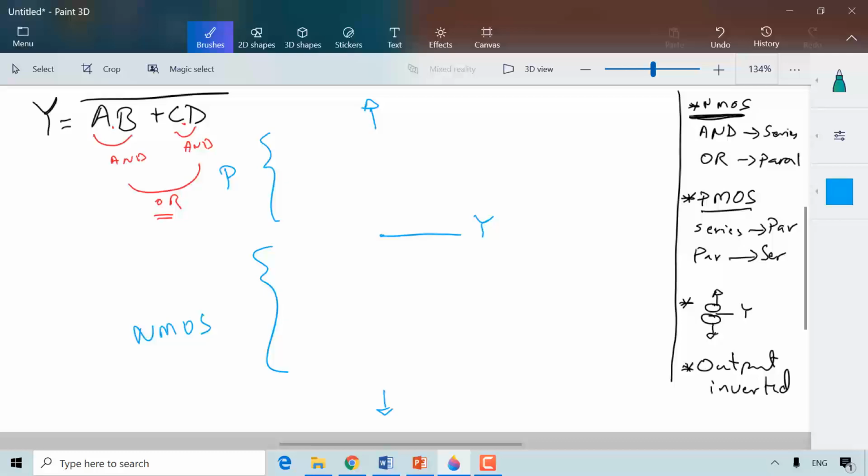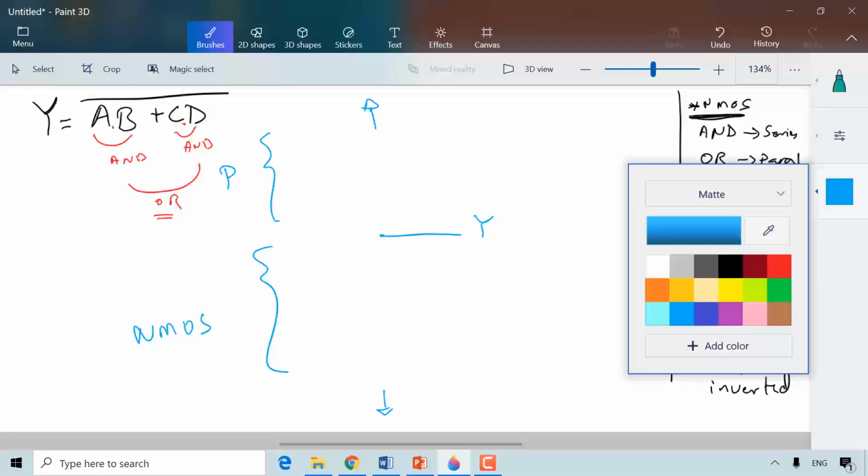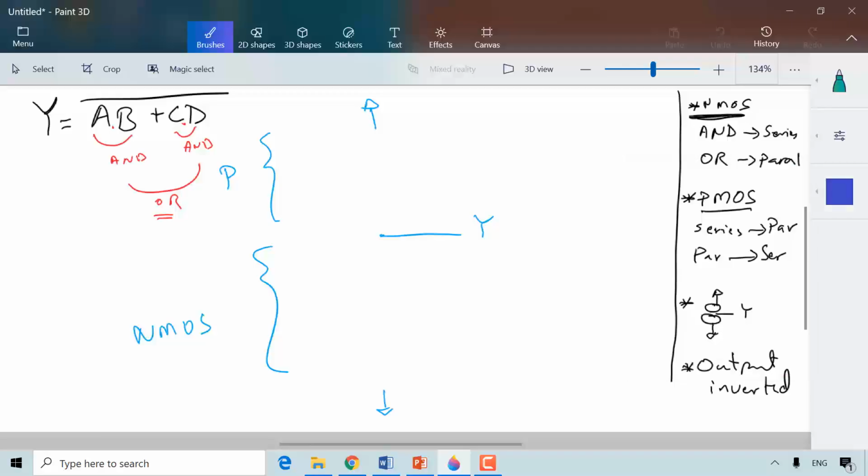In the NMOS, what I have here is an ANDing of A and B, so an ANDing of two transistors A and B, and an ANDing of C and D. Both these subtrees are in parallel. Why? Because I have an OR here, so I connect them in parallel. On top is the output, and on the bottom I have the ground.